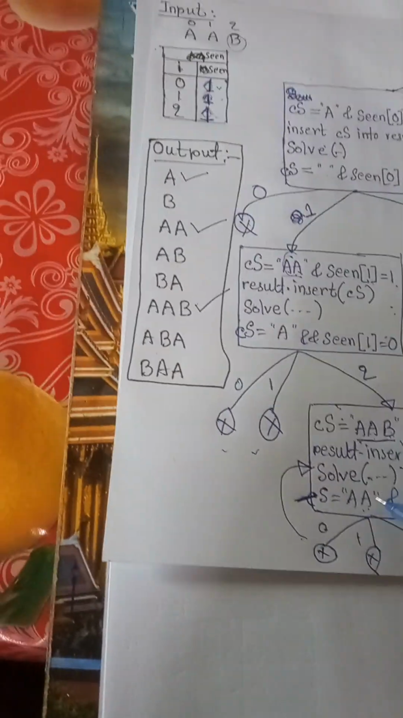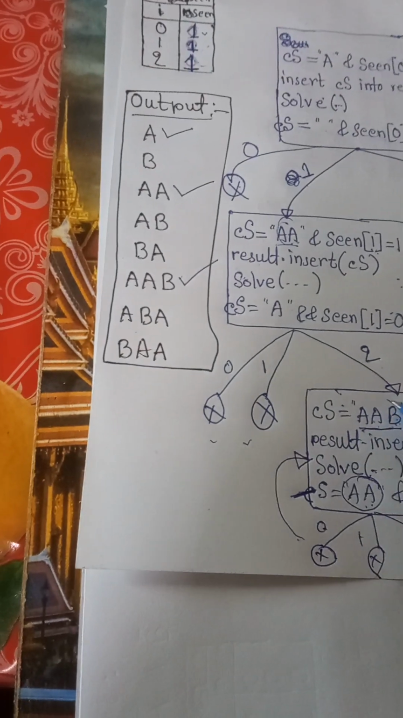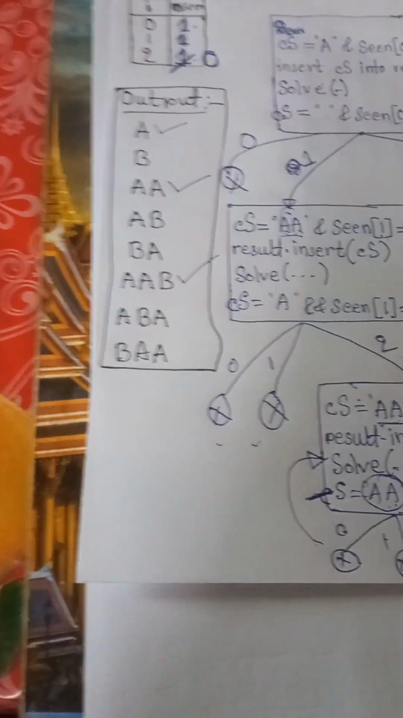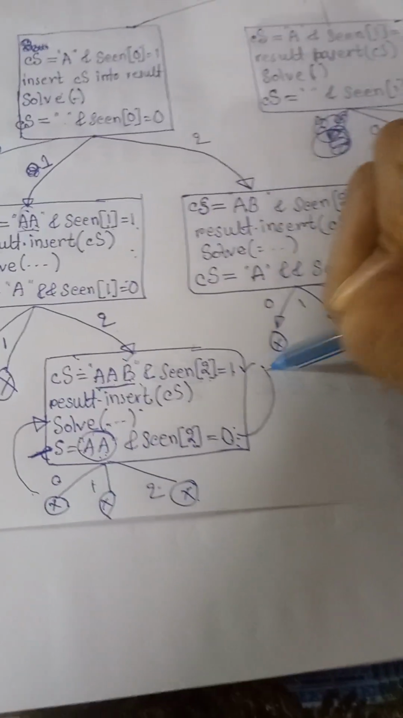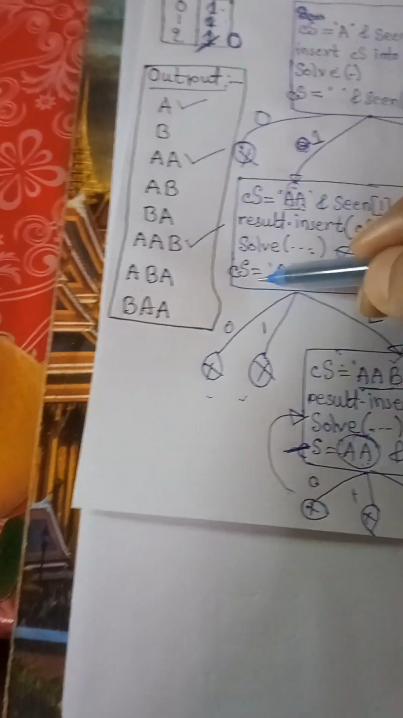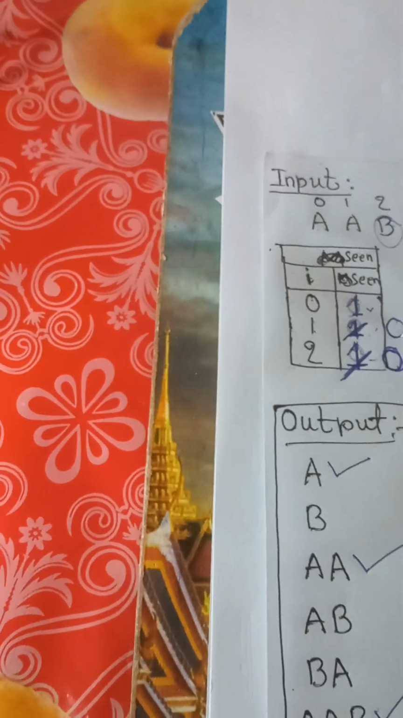When this line is executed, my S again will be AA. That is, B will be popped out, and my seen[2] will be set to 0. That means this one will become 0. Again this will become 0. So now from here it will backtrack, and where will it go? It will go to this point. Again this line will be executed. So my current string will be equal to A, and seen[1] will be set to 0. So this will become 0 because it is not seen now.